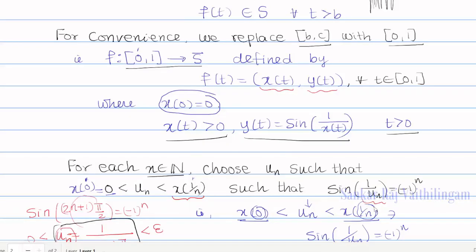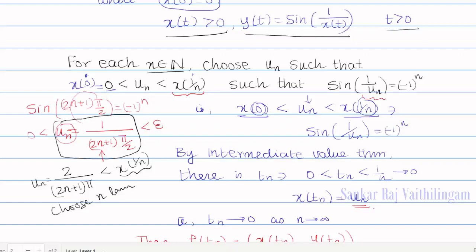So for each n belonging to the natural numbers, choose un between 0 and x of 1 by n such that sin of 1 divided by un is equal to minus 1 the whole power n. Is this possible? Yes, possible, because sin of (2n plus 1) pi by 2 is equal to minus 1 the whole power n. Its reciprocal is 1 divided by (2n plus 1) pi by 2. And note that we can choose n large so that it is smaller than any epsilon.